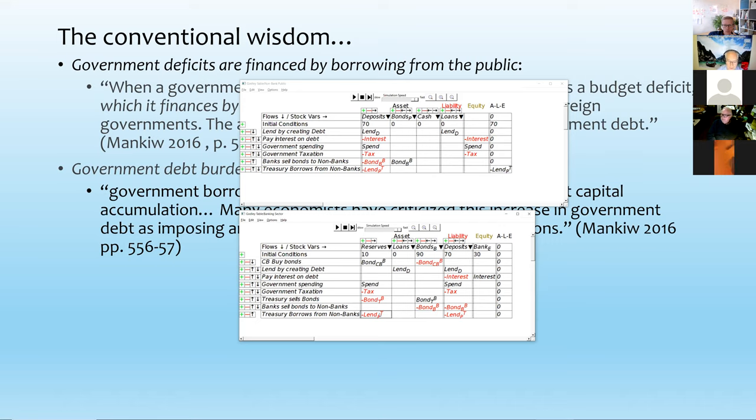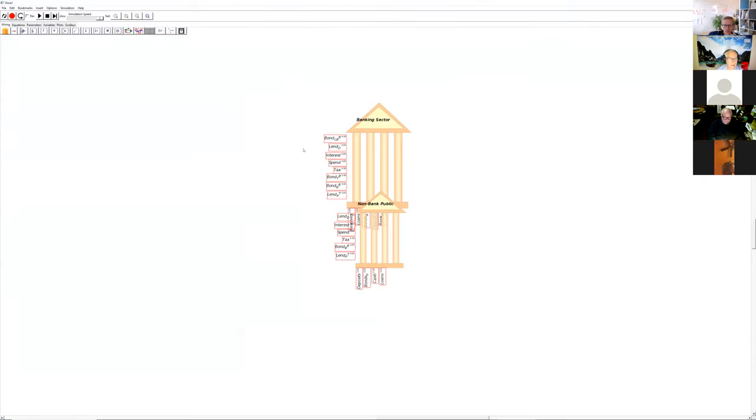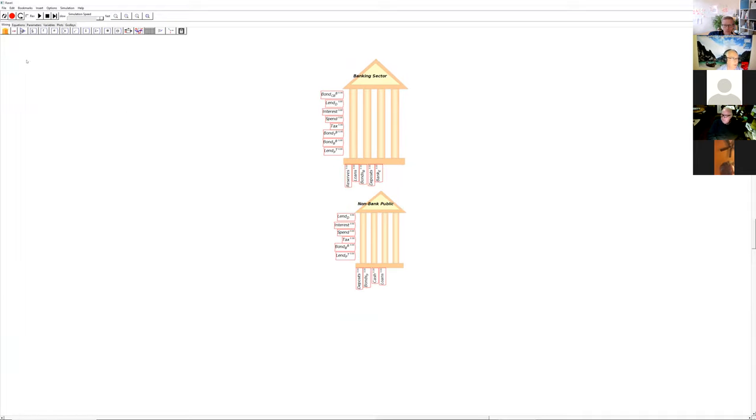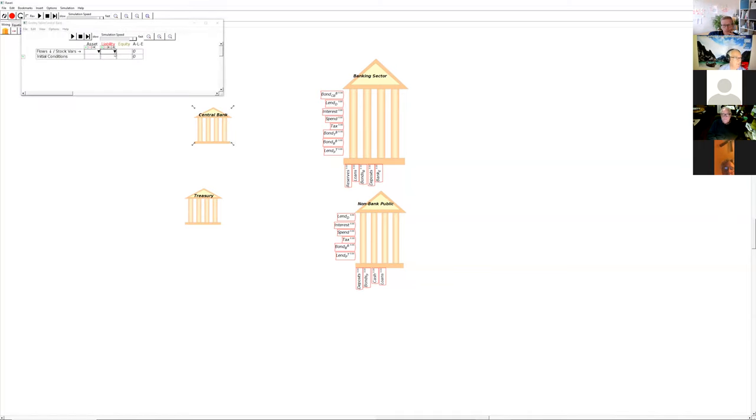If I now come and say what's happening on the central bank, and I can bring that in as well, you can see my model's getting slightly complicated here. Let's bring in the central bank now. So call this a central bank, and show what's going on from its point of view. Let's bring the Treasury in as well. So bring up the central bank and see its view of things.